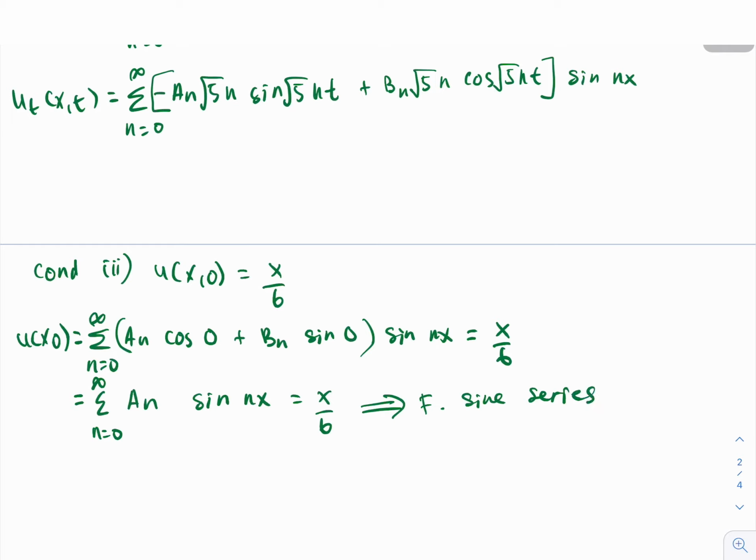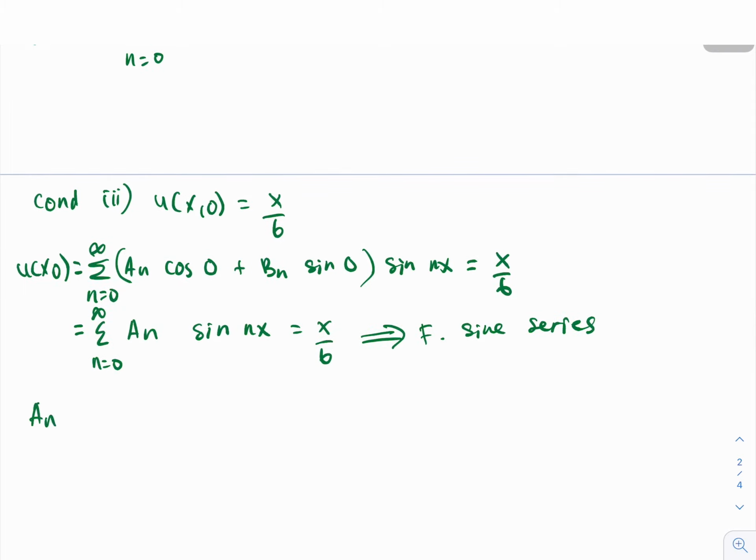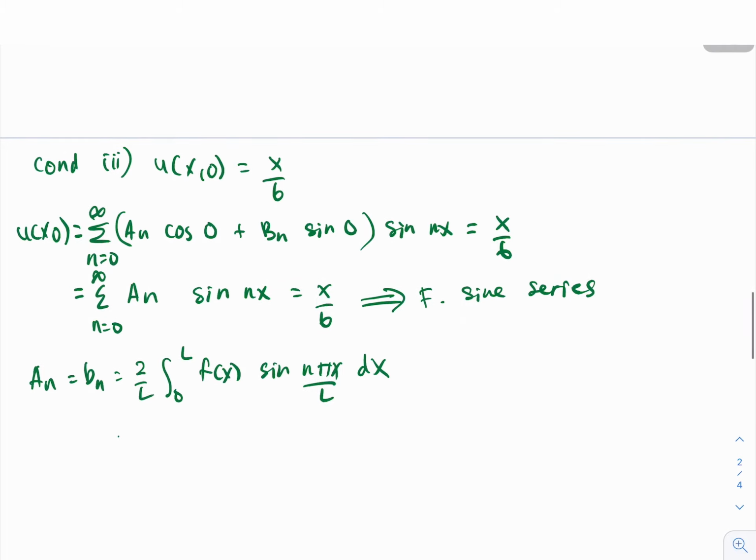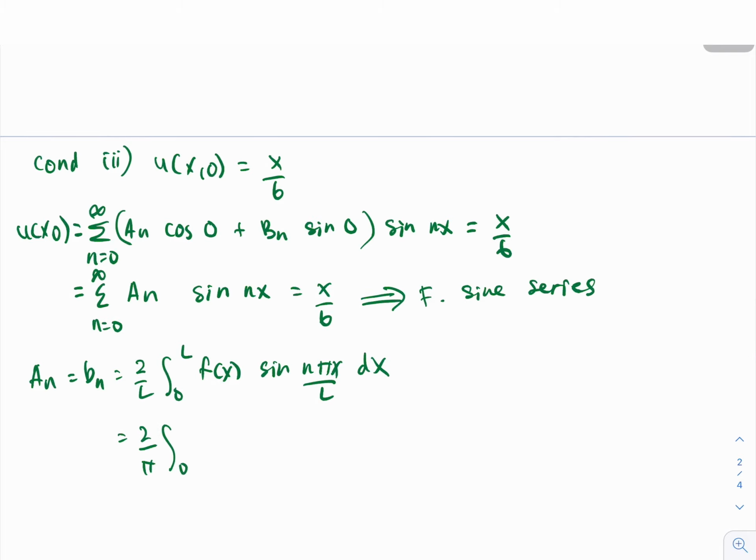So our a_n here actually is a small b_n. So to find a_n equals b_n from the Fourier sine series, which is 2 over L, integral from 0 until L of f(x) sin(n pi x over L) dx. So our L is pi, since our problem here is from 0 until pi. And our function f(x) equals x over 6 multiplied by sin(n pi x over pi), which is sin nx dx.